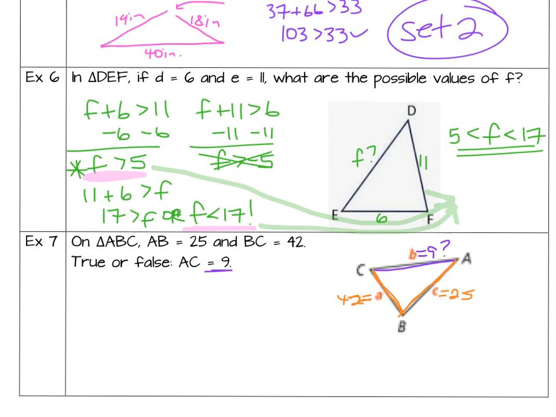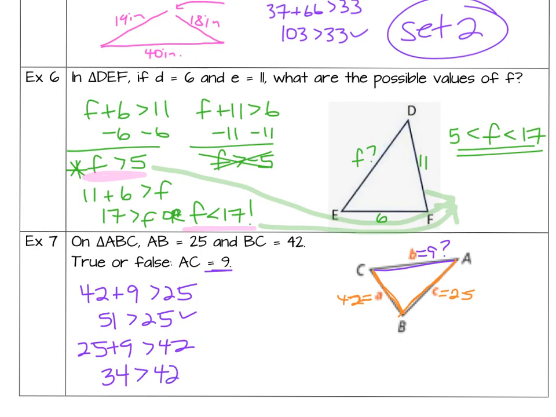Well, let's see. If we take 42 plus 9, is that greater than 25? Yeah, that would be 51. So that's true. What about 25 plus 9? Is that greater than 42? Well, 25 plus 9 is 34. 34 isn't greater than 42. So this triangle isn't possible. Therefore, does AC equal 9? That statement is in fact false. And this is using side lengths and angles in one triangle. Lesson 5.4.